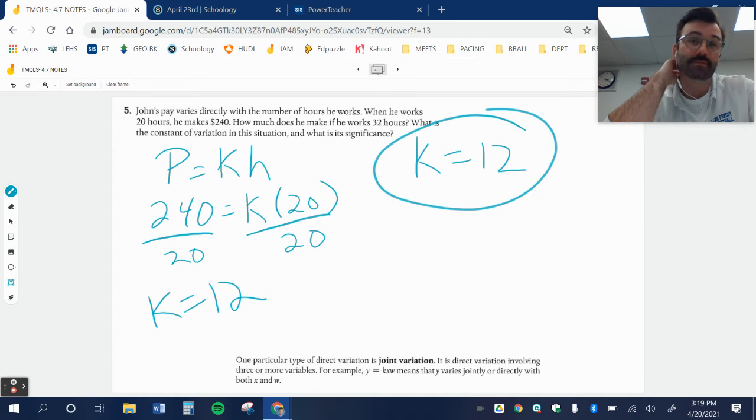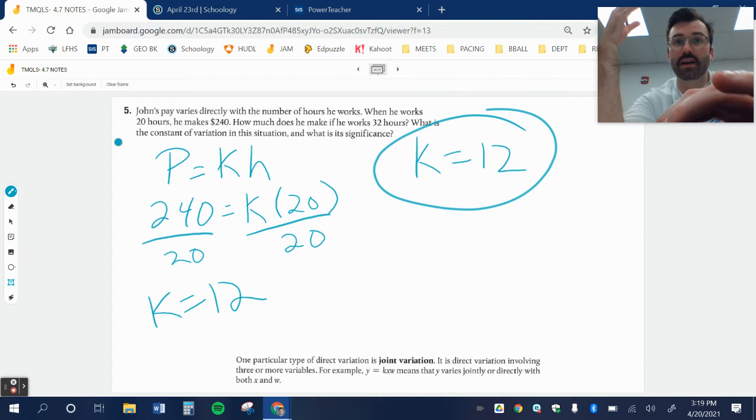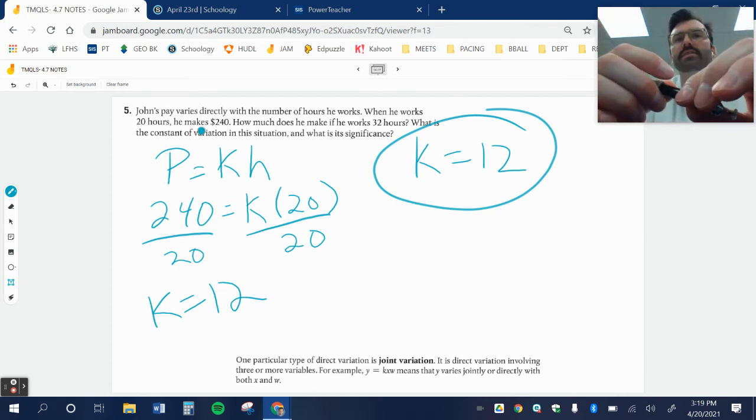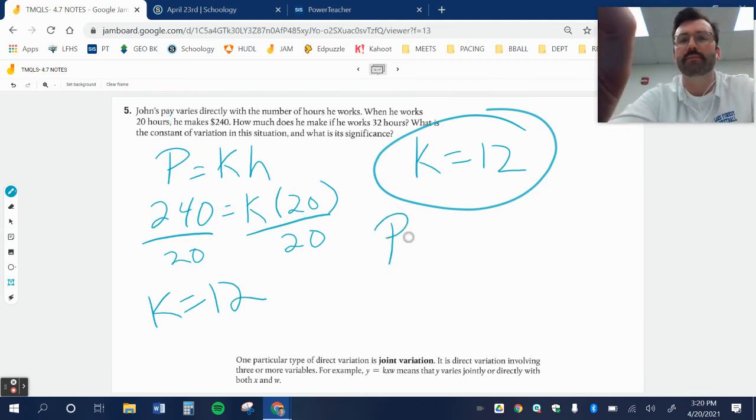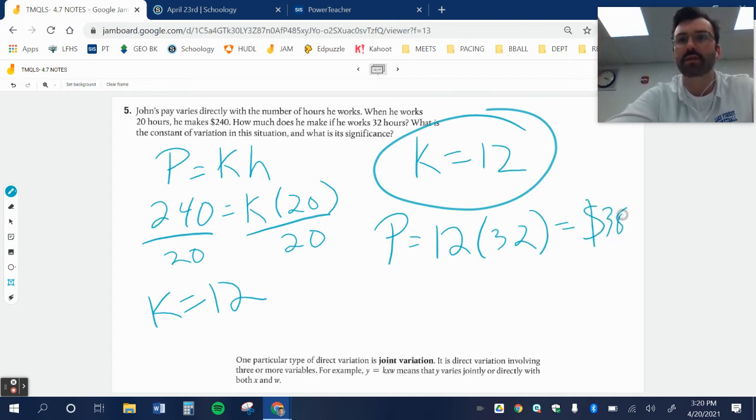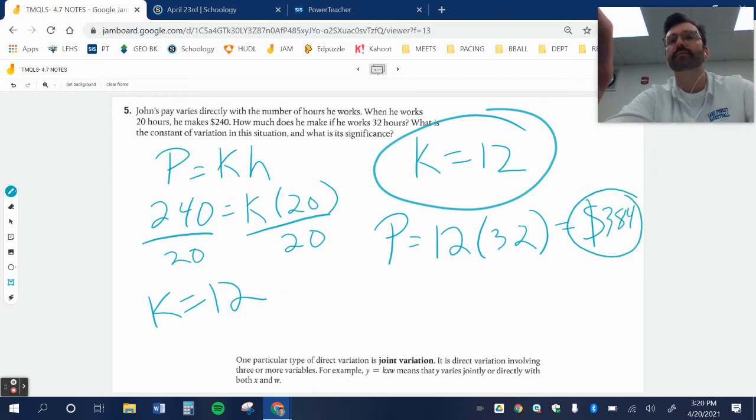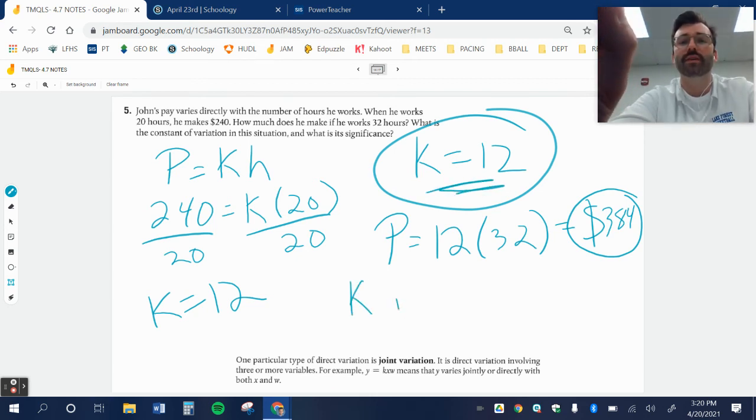Well, in this problem, okay, if I think about this in terms of the job itself, how much does he make? Or I skipped the question. How much does he make if he works 32 hours? Well, I would do pay equals 12 times 32, which ends up being 384. Well, what is this 12? 12 is our hourly rate.